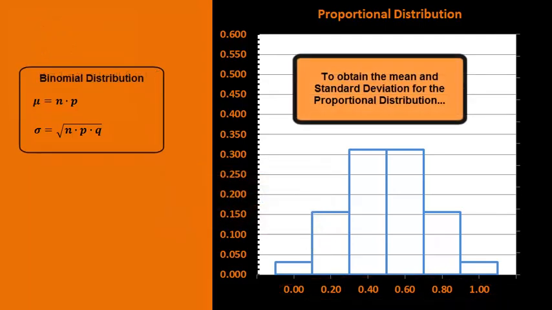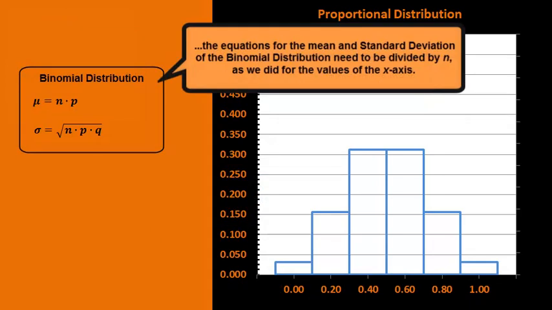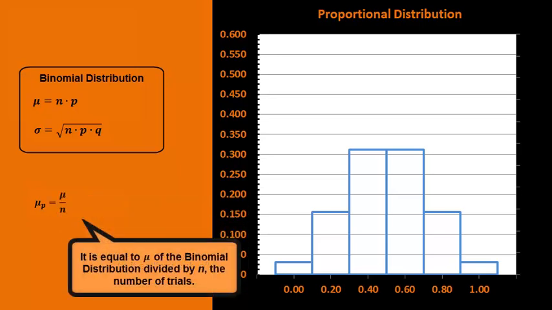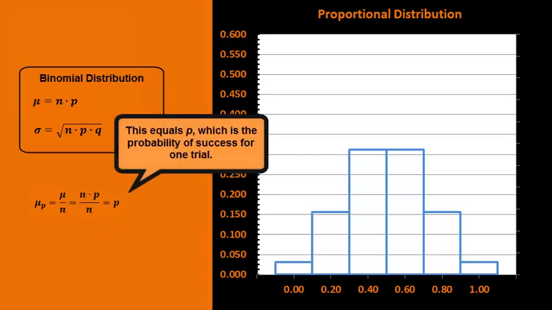To obtain the mean and standard deviation for the proportional distribution, the equations for the mean and standard deviation of the binomial distribution need to be divided by n, as we did for the values of the x-axis. We will designate the mean of the proportional distribution with the Greek letter mu with a subscript p, and refer to it as mu sub p. It is equal to mu of the binomial distribution divided by n, the number of trials. Replacing mu with n times p, we get n times p divided by n. This equals p, which is the probability of success for one trial.